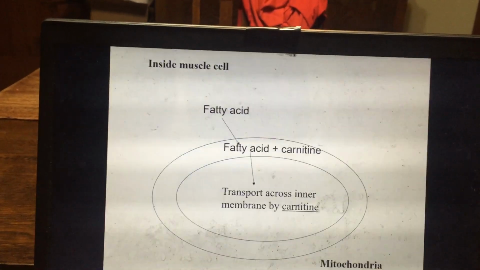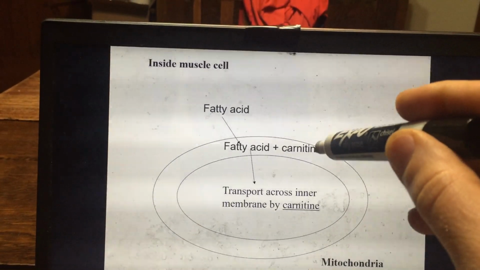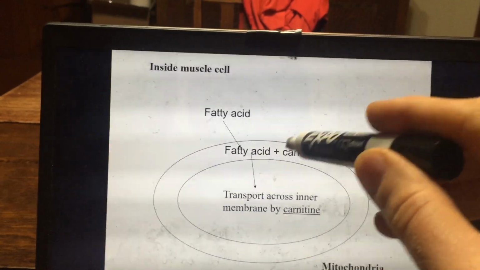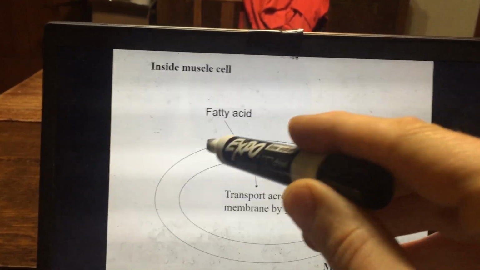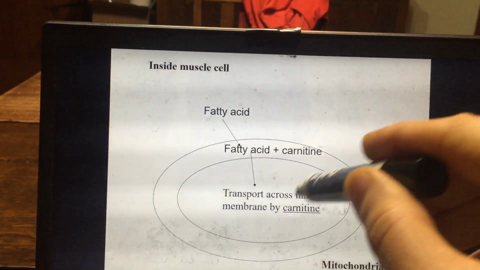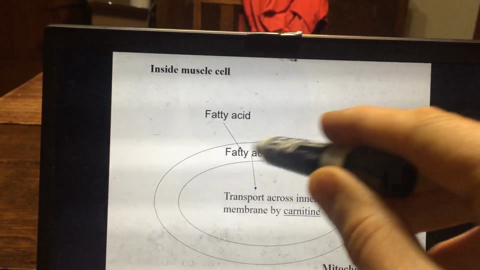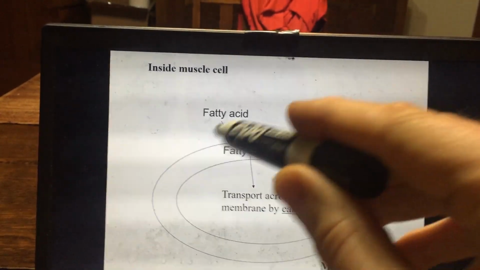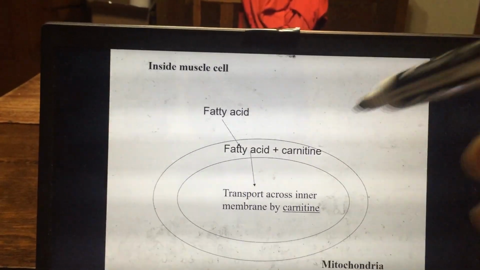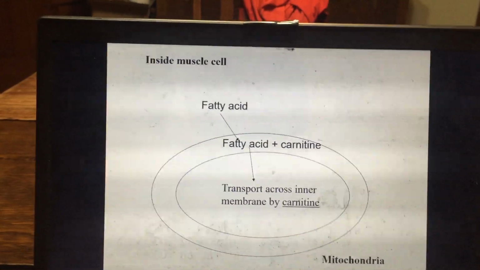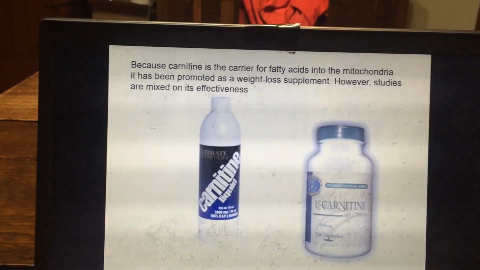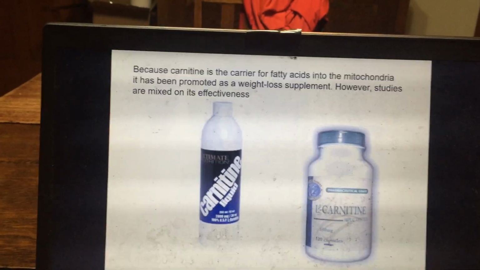so there might be some trouble doing that. Another factor too is once carnitine helps with the transport of fatty acids across the membrane, it gets recycled and it goes back and participates in that process again. So carnitine isn't really used up that much in this process because it is recycled. So that might be a reason why sometimes carnitine supplementation does not work.